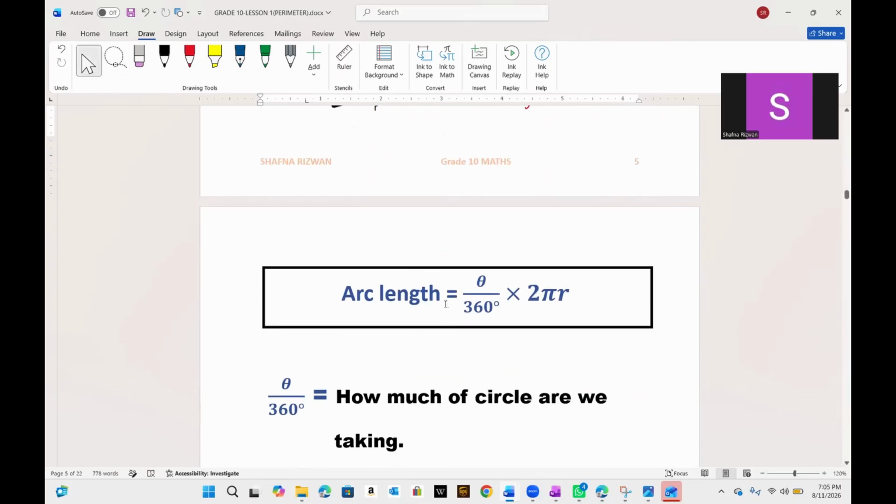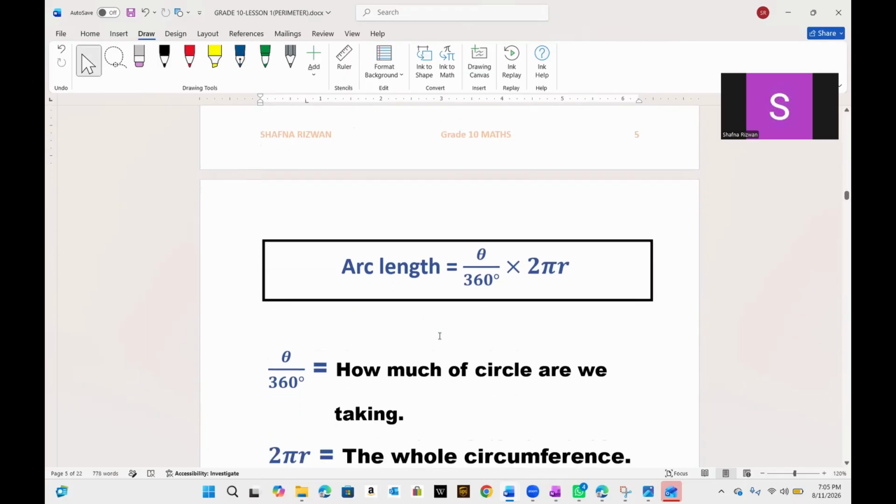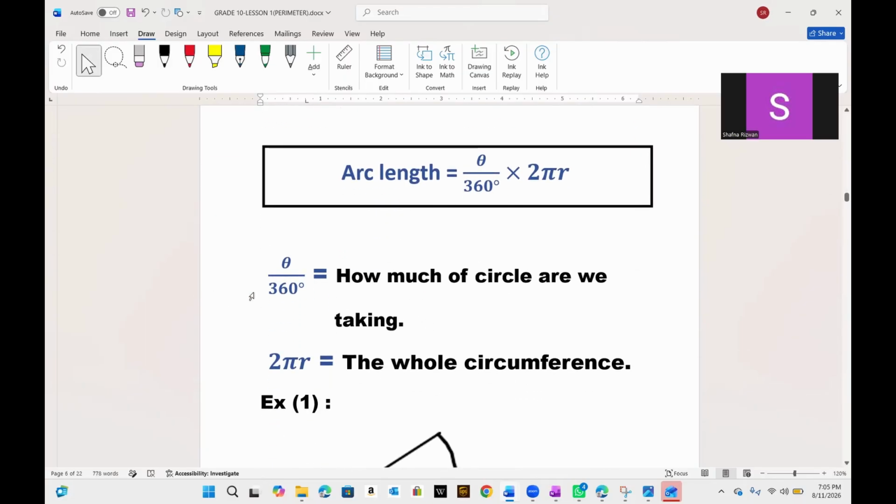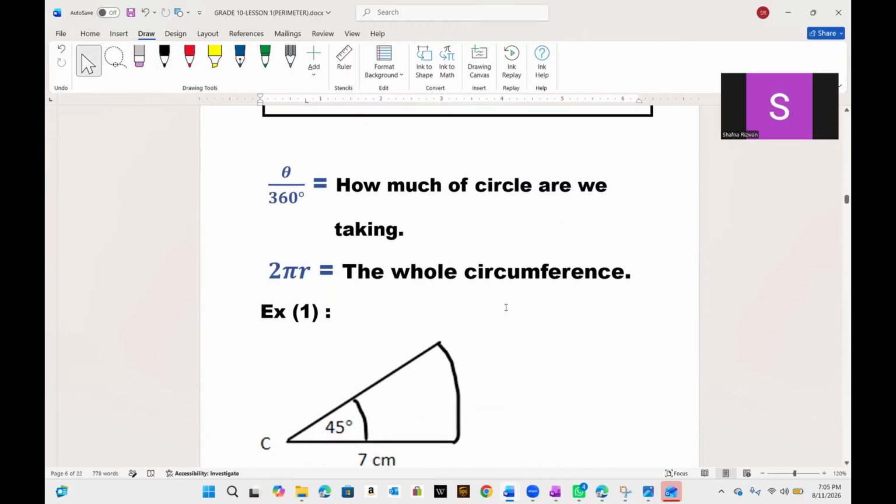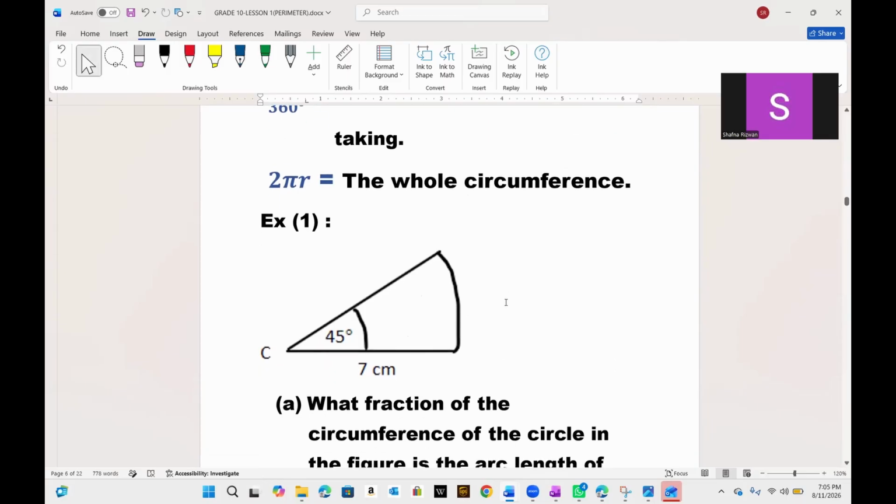See, arc length equals theta over 360 into 2 pi r. Theta over 360 means how much of the circle are we taking? 2 pi r means the whole circumference. From what are you taking it?